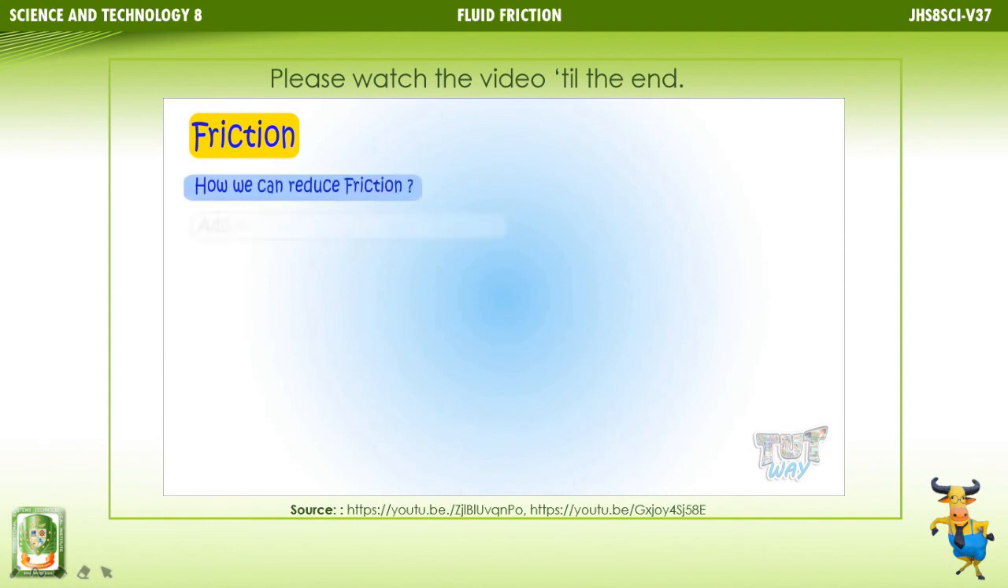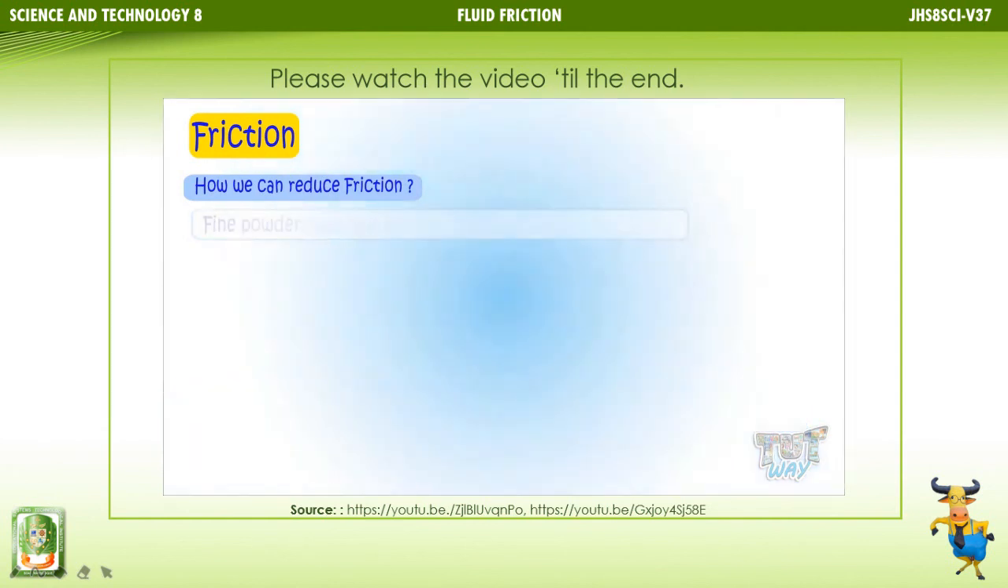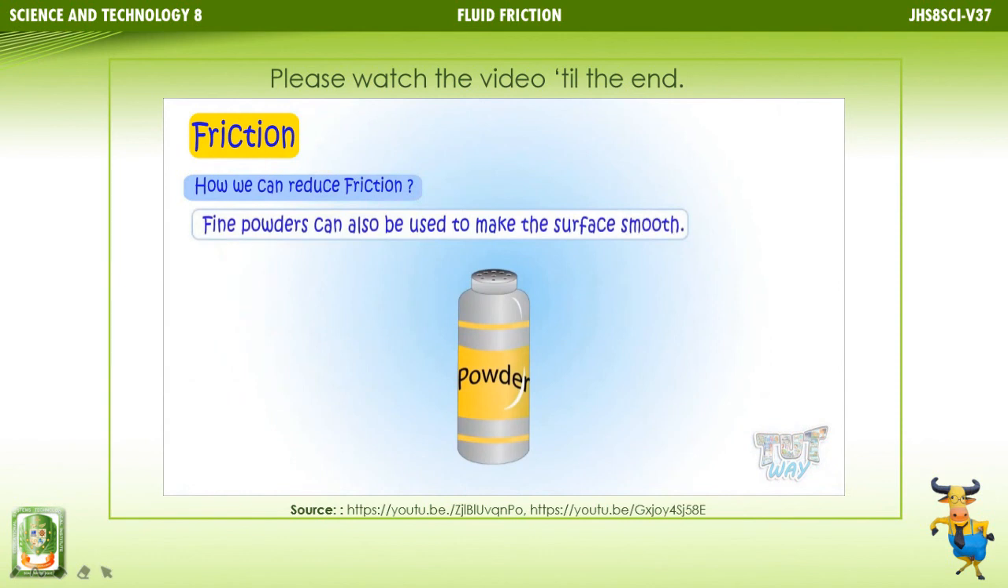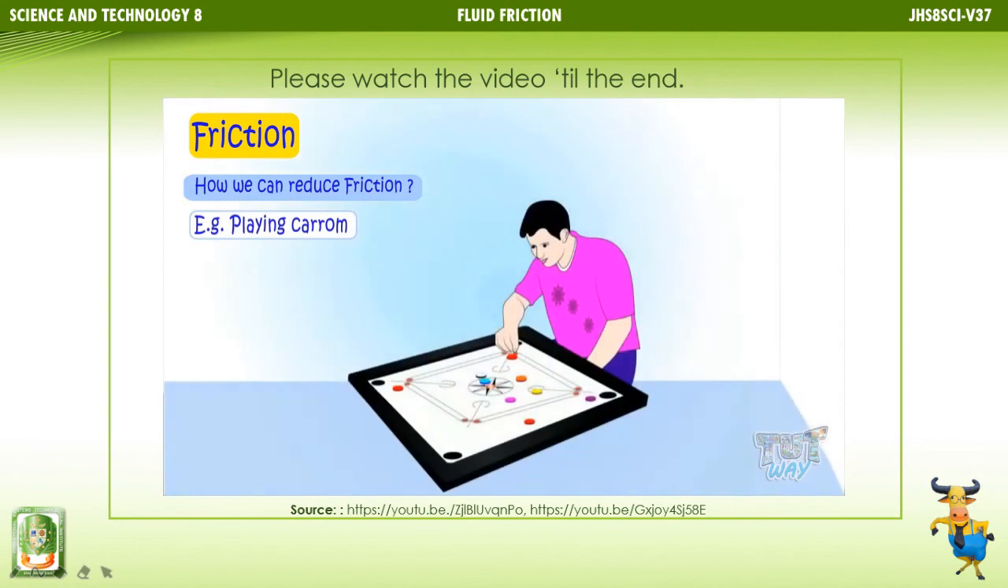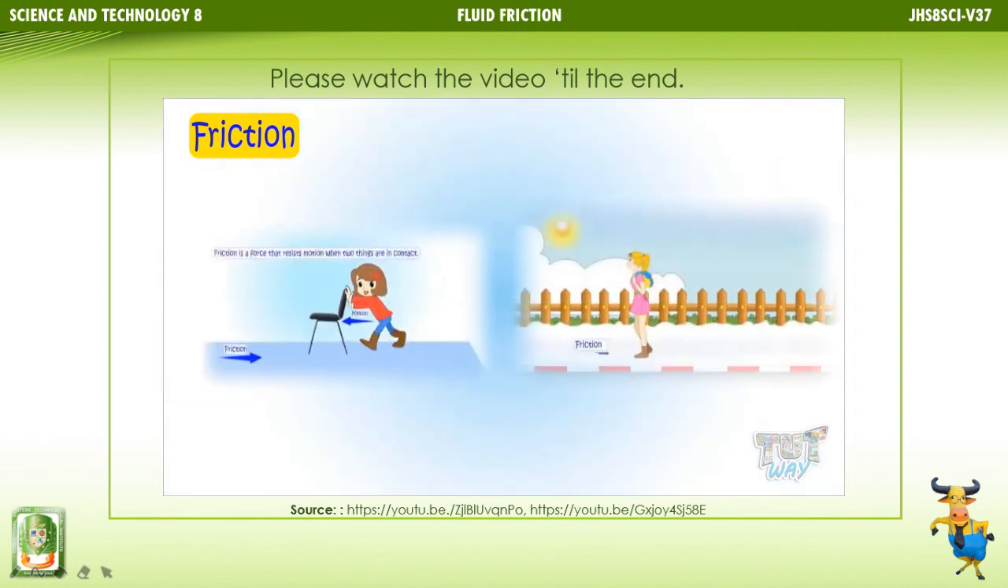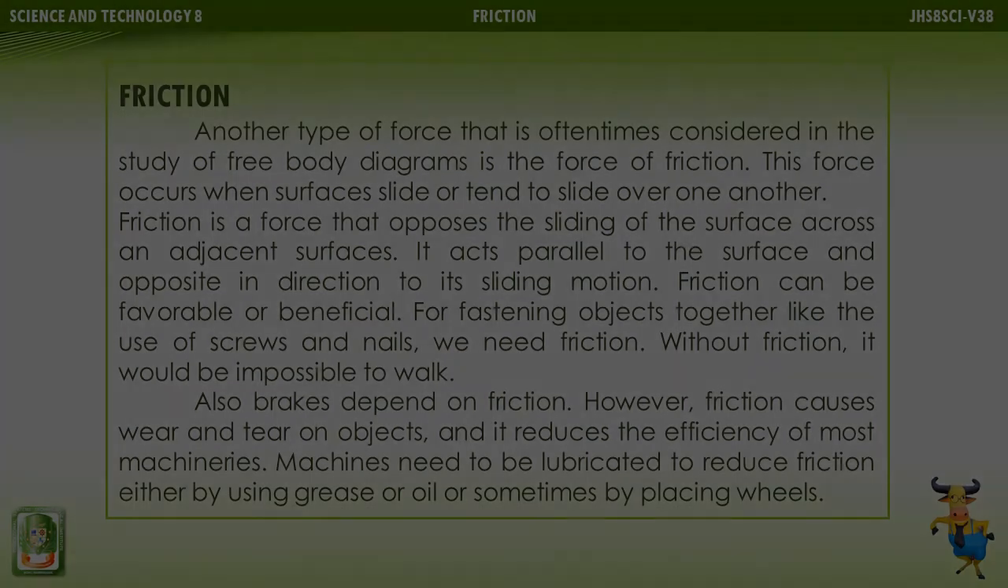First of all, the moving parts of the machine are oiled or greased, and this is done to reduce the wear and tear in the moving parts of the machine due to the friction. Fine powders can also be used to make the surface smooth. Example, before playing carom board, we sprinkle talcum powder on the board to make the surface smooth. So kids, now you know what is friction and what are the advantages and disadvantages of friction.